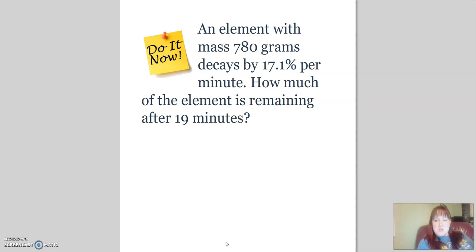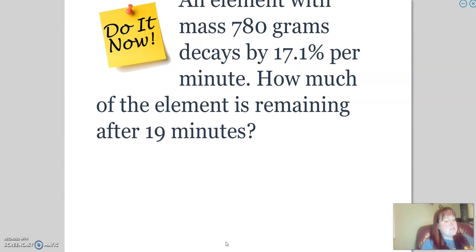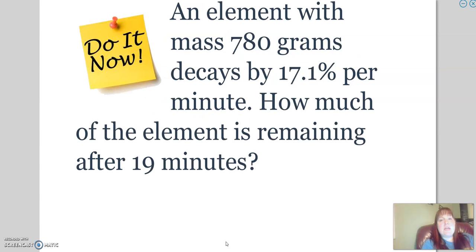All right, here I am coming to you from my humble house talking about exponential growth and decay. So let's just jump right in. This says an element with a mass of 780 grams decays at 17.1% per minute. How much of the element is remaining after 19 minutes?